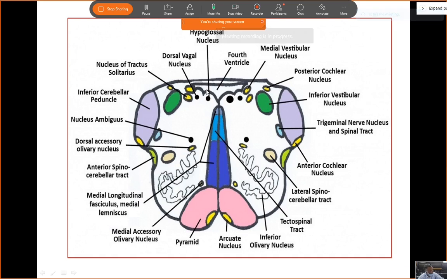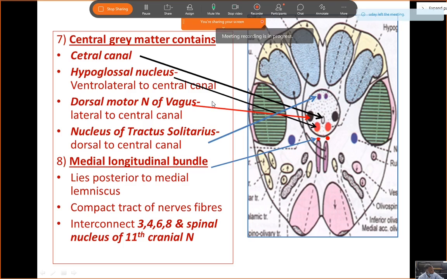Alar plate and basal plate. So the alar plate will be abducted. Earlier the alar plate was at the dorsal aspect, the basal plate at the ventral aspect. Now the alar plate will be abducted and it spreads over the floor of the fourth ventricle. Okay, so ultimately all the nuclei will be forming at the floor of the fourth ventricle. If you see this picture, this is our central gray matter.